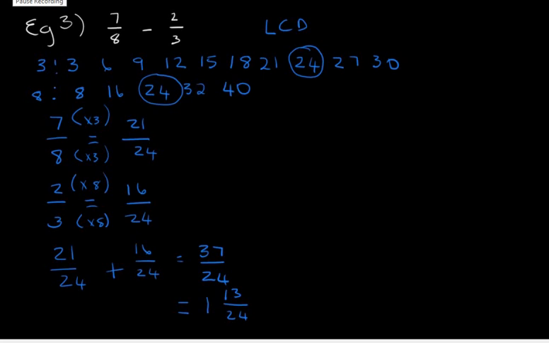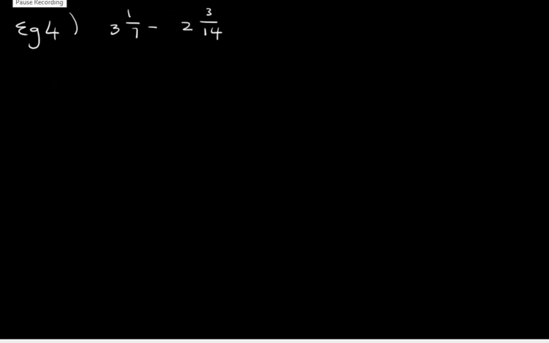It is 13 over 24. That's correct. Let's do the next example. Now we have 3 and 1 over 7 minus 2 and 3 over 14. What's our first step? Our first step is to find our LCD. What do you think the LCD of 7 and 14 will be?